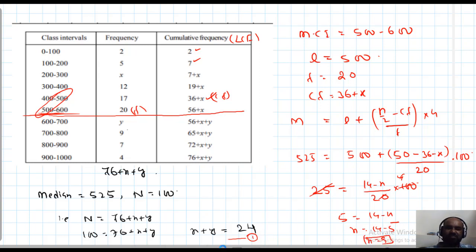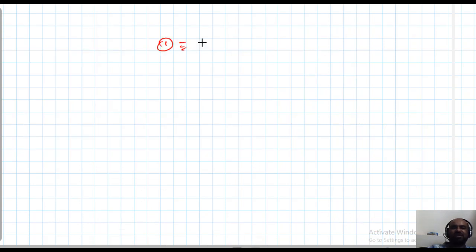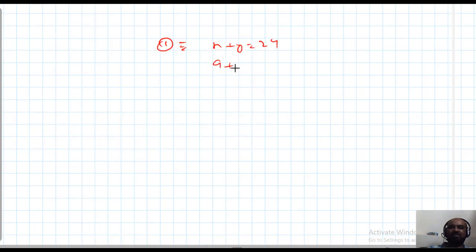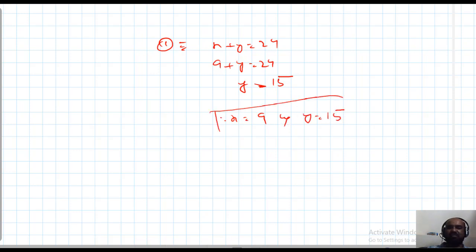From equation 1, the equation is saying that x plus y equal to 24. But you got x equal to 9. 9 plus y equal to 24. Then y equal to what? 15. Therefore, x equal to 9 and y equal to 15 are the required values of x and y.